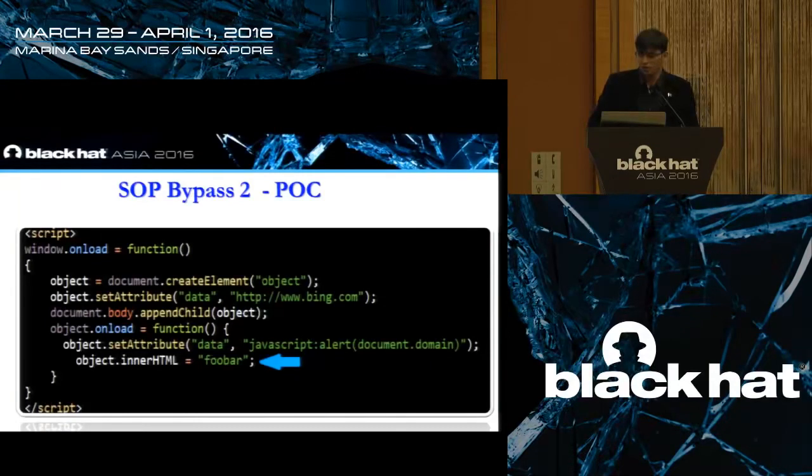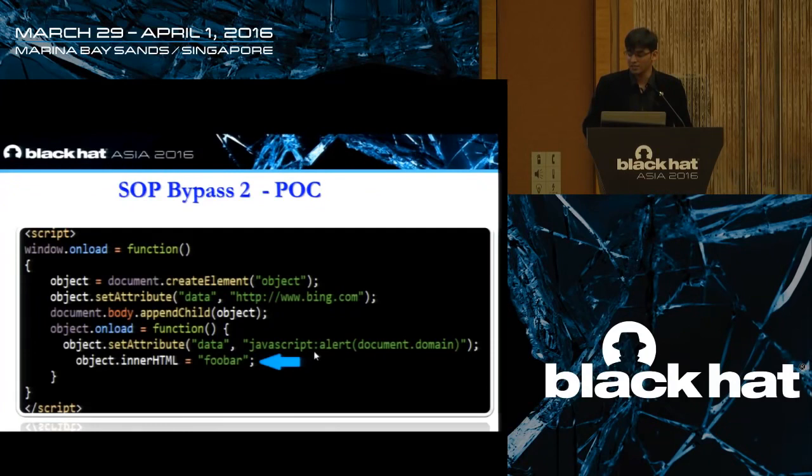This was a second same origin policy bypass that was found in WebView. So what we are doing in this code is creating an element, an object tag, and object is used for embedding different objects into a web page, such as SWF, PDF, and so forth. Then we set the data attribute to Bing.com. We say object onload, this function, and upon the onload handler, we switch the data attribute to javascript:alert(document.domain). And then we set the inner HTML property to foobar.